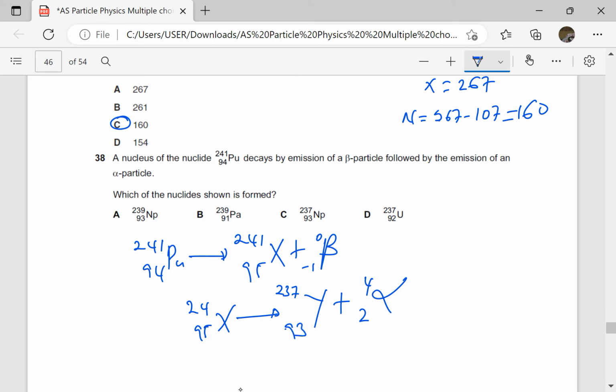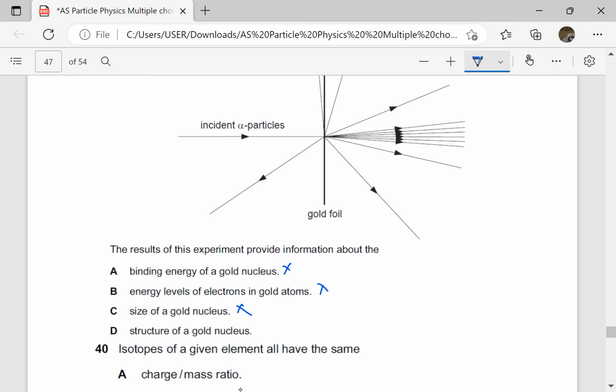A thin gold foil is bombarded with alpha particles as shown in the figure. The results of the experiment provide information about the binding energy of the gold nucleus? That's not true. Energy levels? That is not true. Size of the gold nucleus? That's not true. Yes, it's the structure of the gold nucleus, so the answer is C.